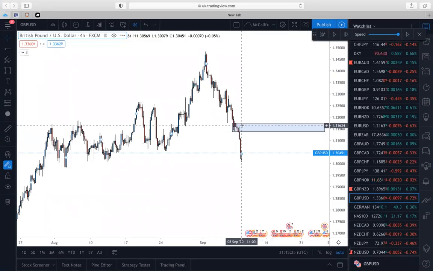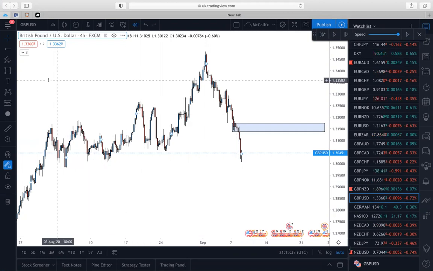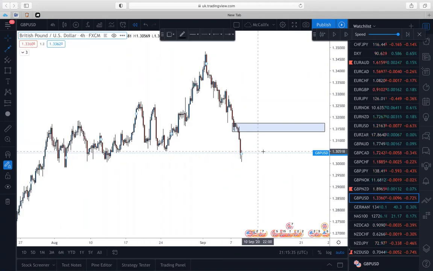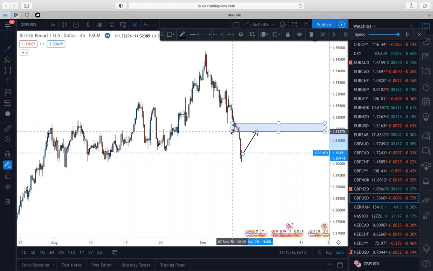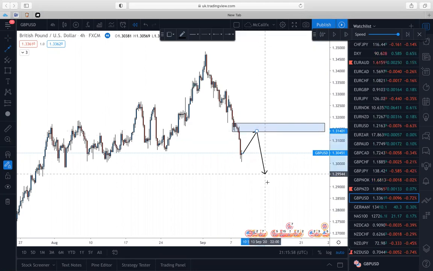So this falls under a supply structure because we have a drop, the base, and then a drop. What I'll be looking for is the market to go back up to this side, within this zone. Your proximal line is going to be your entry or your sell limit, and your distal line is going to be your stop loss, always. You'll be expecting price to go into the zone and then go back down.